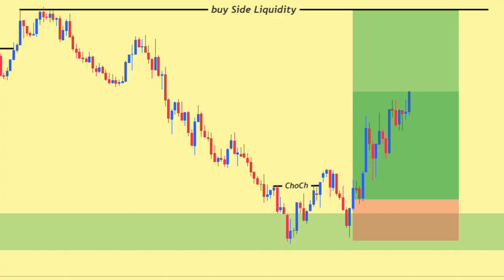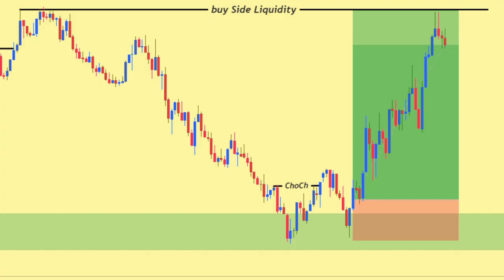The target is clear. Buy-side liquidity resting above. Risk is defined, direction is aligned, liquidity has been cleared. This is structured execution based on market behavior. That is how the entire setup completes from break of structure to liquidity delivery. Now you understand the difference.